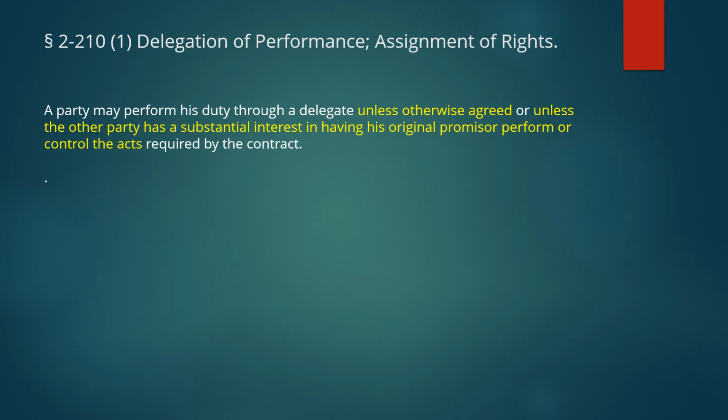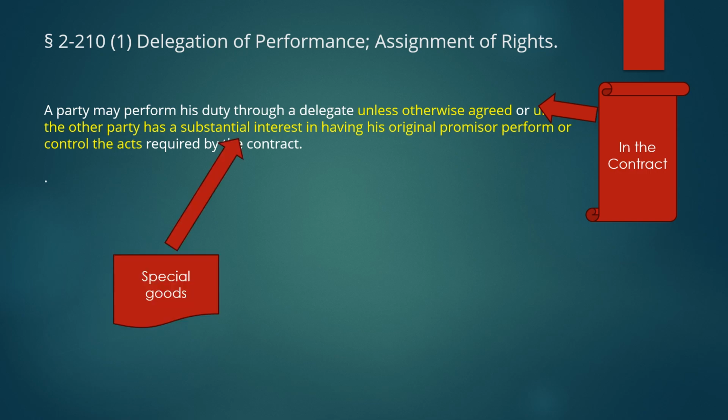A party may perform its duty through a delegatee unless otherwise agreed, or if the party has a substantial interest in having the original promisor perform or control the acts. So what do we mean by this? You can delegate pretty much any duties, except those prohibited in the contract. If we have a prohibition in our contract that you can't delegate any duties, or if it's special goods or something special that has to be done, that cannot be delegated, okay?